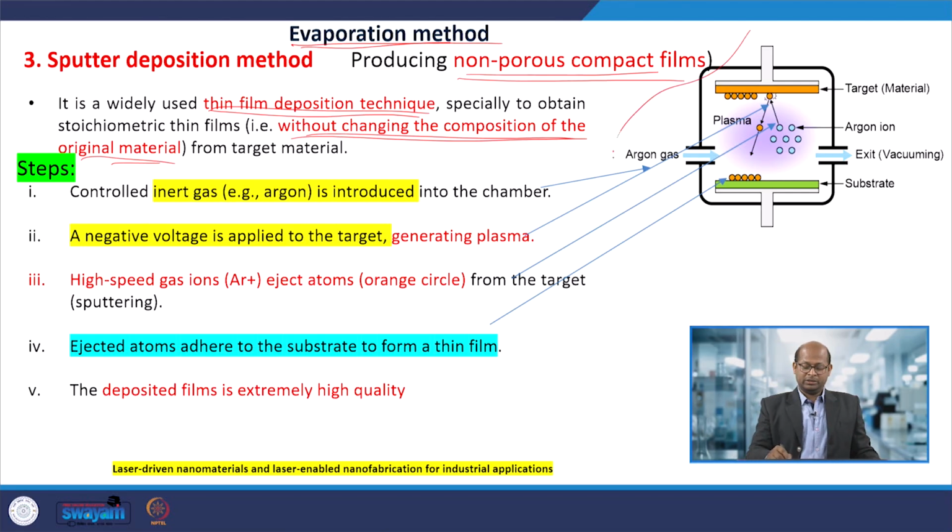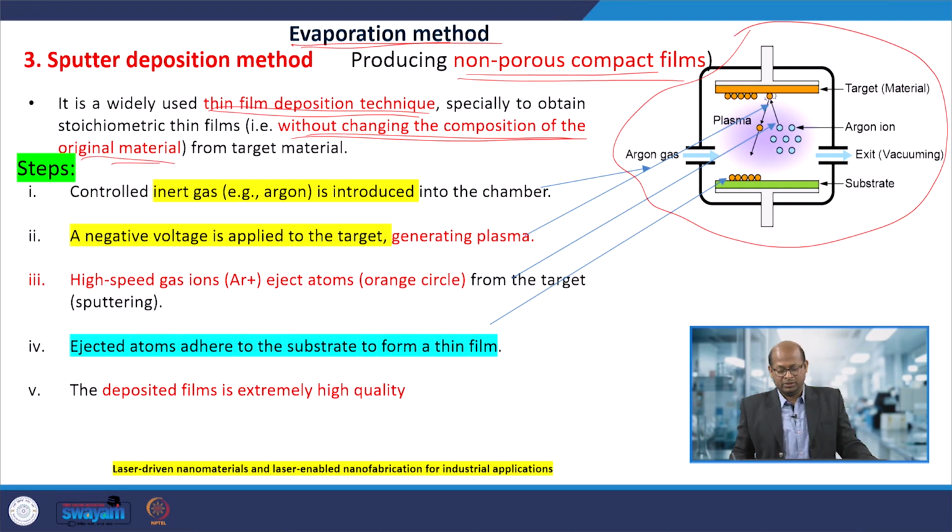Here on the right-hand side you can see the schematic diagram of the sputter deposition system. This is the substrate, in green color, and this is the target material, in orange color, and there is a vacuum chamber. Initially we have to create a vacuum in this chamber. Then, step by step, first we create the vacuum, and then we introduce an inert gas, argon, into the chamber.